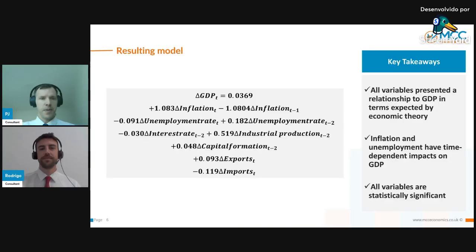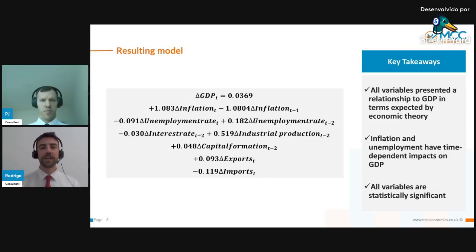Yeah, absolutely. And then we're going to talk through the resulting model that we ended up with. There's no reason to go number by number, but what's important here is to look at the signs of each of the coefficients that we have calculated and how they relate to the variable that we calculated. And here we can see that our expectations on the variables were sort of spot on.